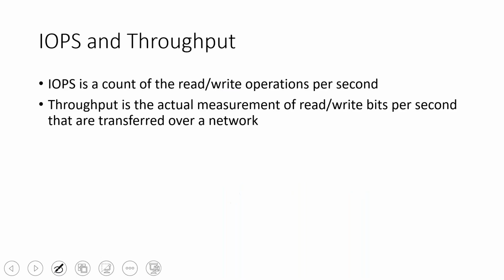In the last couple of slides, I have talked about IOPS and throughput. So what exactly is IOPS? IOPS is a count of the read-write operations per second, and throughput is the actual measurement. Let me give a simple analogy to understand this concept. Let us take the example of a highway.